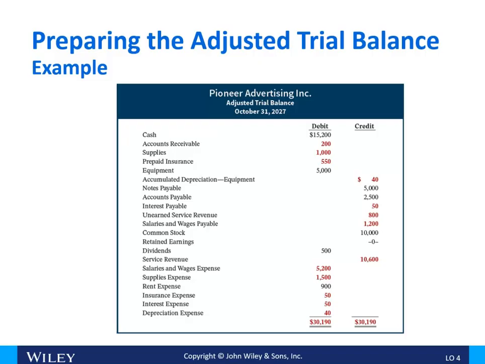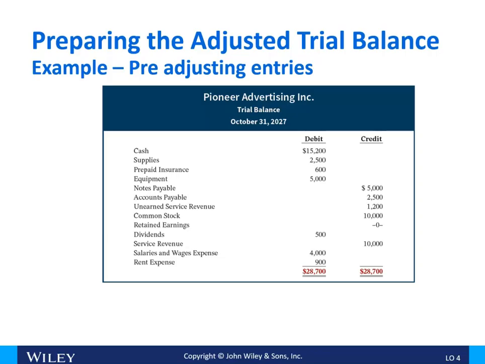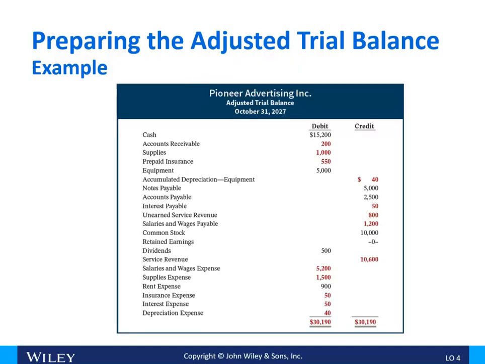So if we go back again to the unadjusted, if you look down at the bottom, our revenues and expenses, we have one service revenue account, we have two expense accounts. If we look at the adjusted trial balance, we still have only the one service revenue account, but the dollar amount has changed because we've done an entry to that. Our salaries and wages and supplies expense has changed. And then we have three new expense accounts: insurance expense, interest expense, depreciation expense, that were not on the trial balance before we did the adjusting entries.